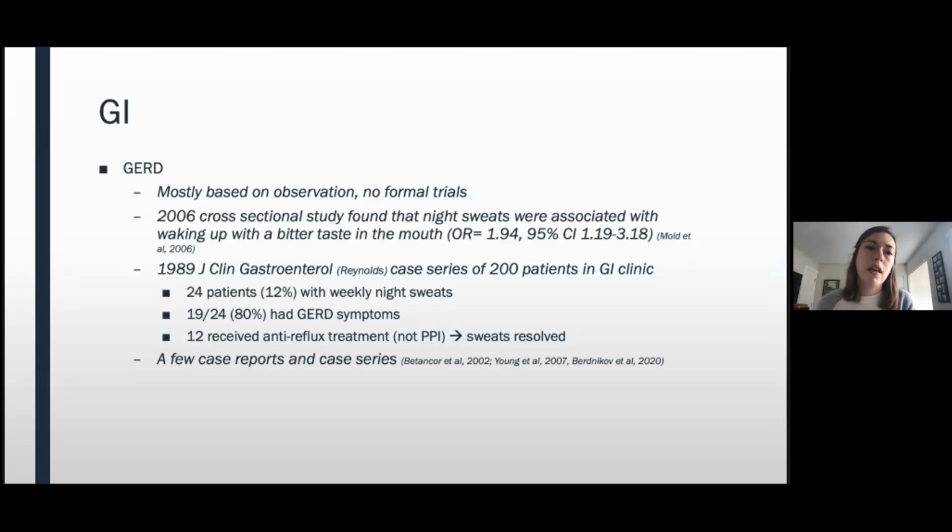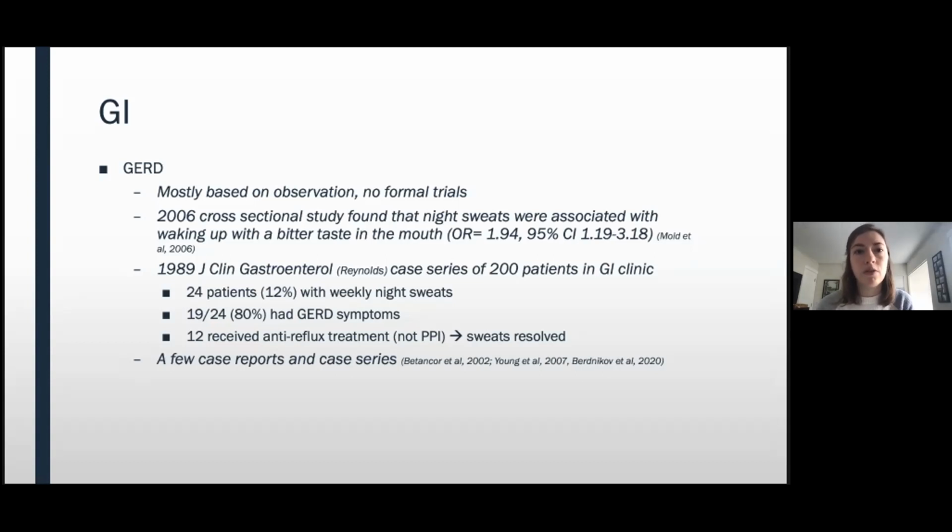And then there was a guy named Reynolds, a GI doc back in the 80s, who wrote into the Journal of Clinical Gastroenterology about a case series he had. He had 200 patients, and 12% of them were reporting weekly night sweats. 80% of those 24 had reflux symptoms, and 12 of them were given anti-reflux treatment that was not a PPI, probably ranitidine at the time, and their sweats completely resolved. That was all 12 of the patients who received treatment.